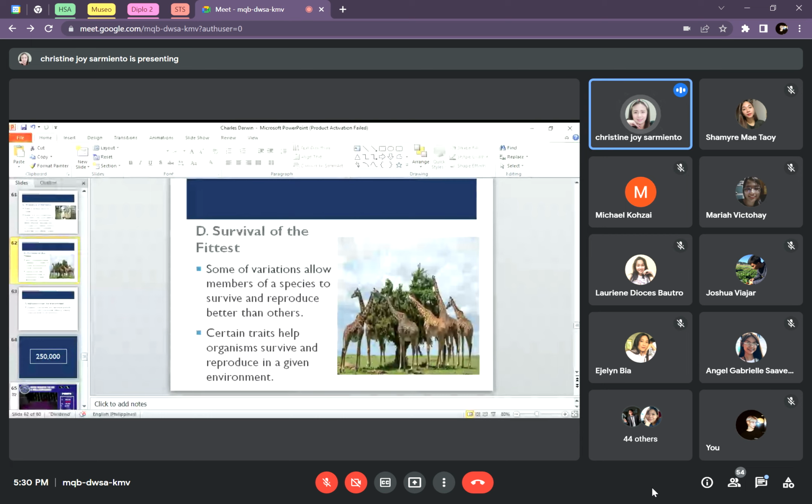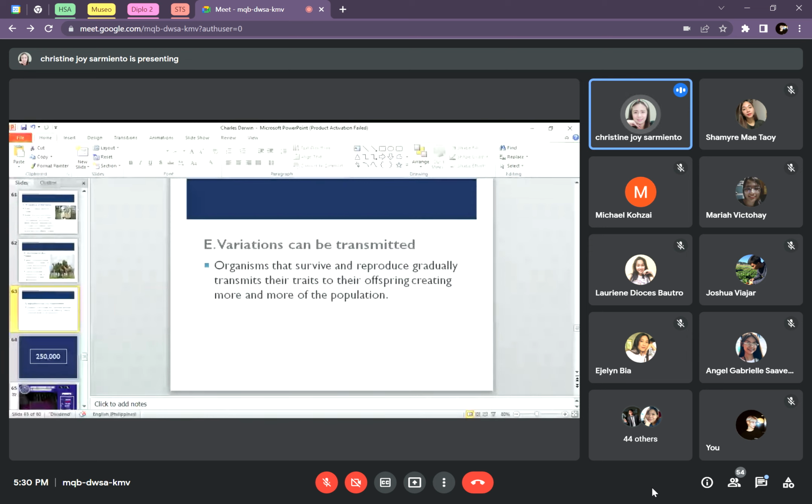And remember, sabi ni Charles Darwin, that this variation of traits can be transmitted. The organisms that survive and produce gradually transmits their traits to their offspring, creating more and more of that population. Okay? So some traits or variation traits are passed on from parents to offspring, although meron din namang mga certain traits which are strongly influenced by environmental conditions. Okay? That's according to Charles Darwin. So, nagets po ba natin? Magkakarugtong lang po sila.